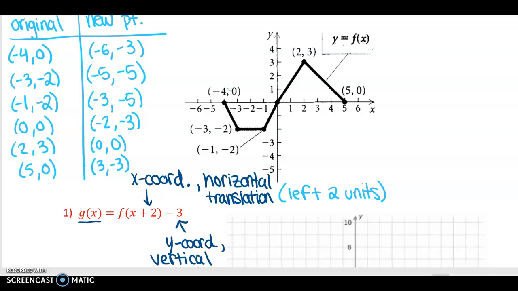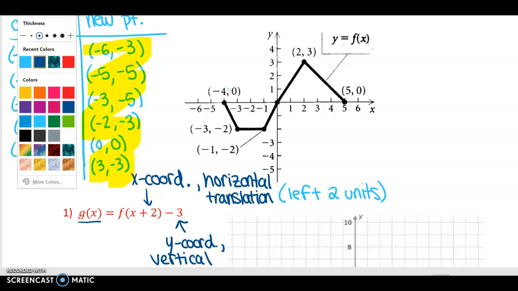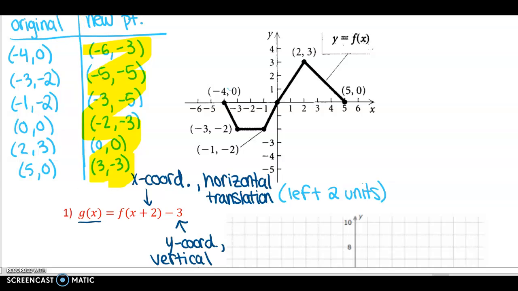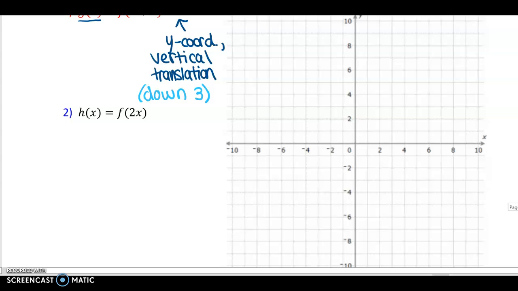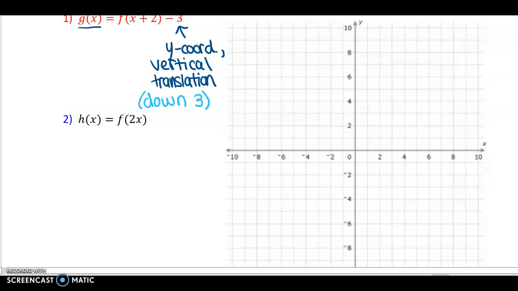And now all you have to do to transform the whole graph is to plot all these new points. Okay, it's much easier than taking the graph and just trying to scoot it over. You have a more precise graph if you do it one by one. So that's what I'm going to do right now, I'm going to plot all these points. The first point being -6, -3. So -6, -3 is my first point.